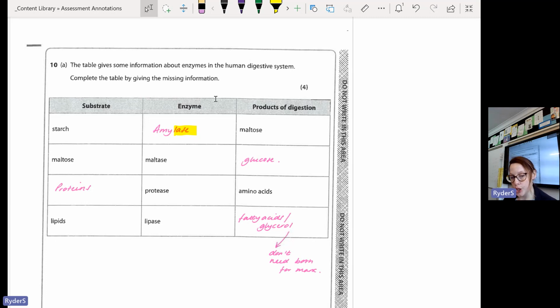You need to be able to remember the names of enzymes. Okay, now most of the enzymes end in ASE, like amylase. Okay, substrates or products will end in OSE. Okay, so that's how you can determine the difference.